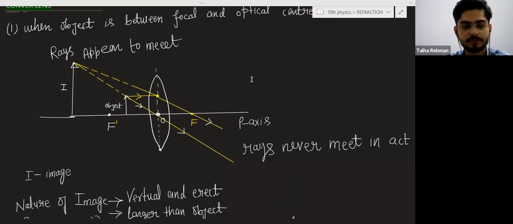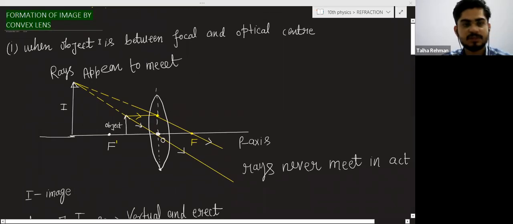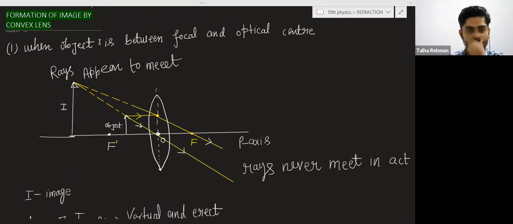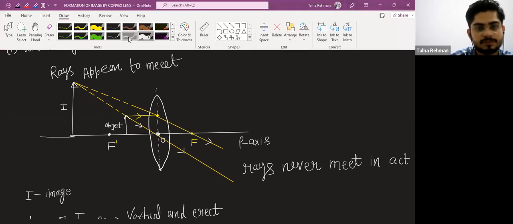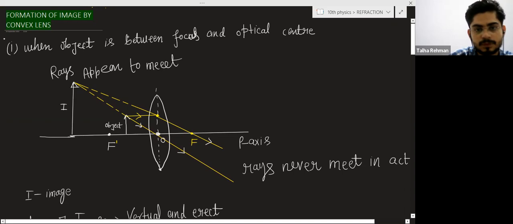So we have discussed the image formation by the convex lens. And we have discussed that when the object is placed between the focus, this is focus, and the optical center, how the image will form. This we have discussed. This is focus.